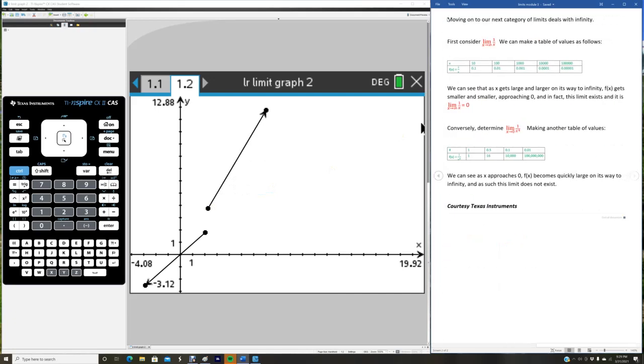Now, on to limits that deal with infinity. There's two cases to look at. The first one, consider the limit of 1 over x as x goes to infinity. Now we can make a table of values as follows to determine this limit.